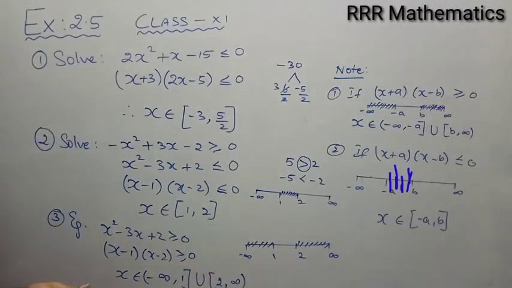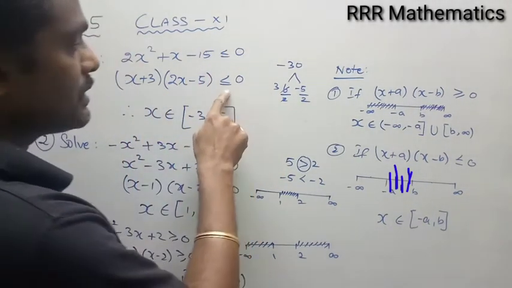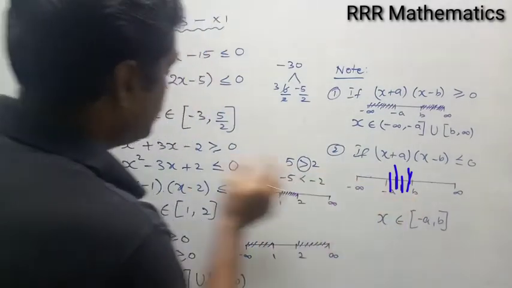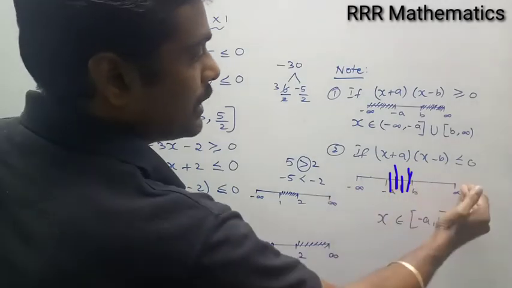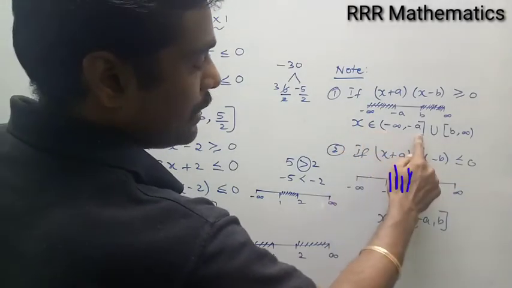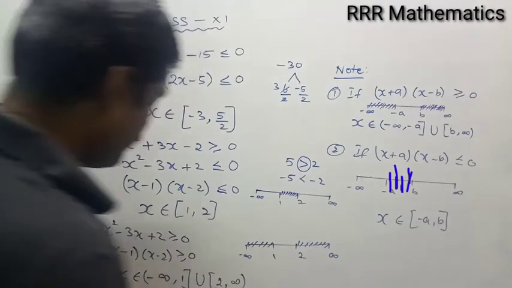Got it? Is it clear? Very simple. Just factorize as usual. According to the inequality we may declare, we will get two values. If it is less than or equal to 0, the result will come between the values. If it is greater than or equal to 0, outside of the interval will come, that is minus infinity to the value and another value to infinity.